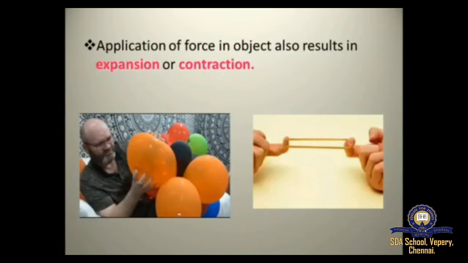Now, crush a ball, or apply a force on a roti, or pull a rubber band. In all these cases, the shape of the object changes on the application of force. In the first image, can you see that a man is trying to crush a balloon, and in the second image you can see that a person is pulling a rubber band. So application of force on objects results in expansion or contraction. So this is the second one.